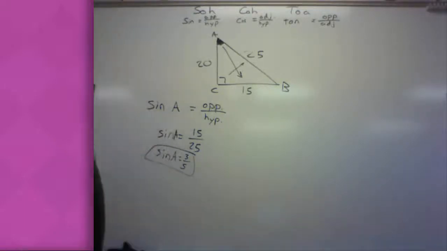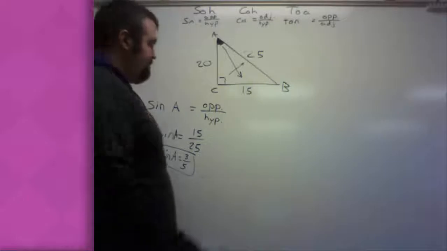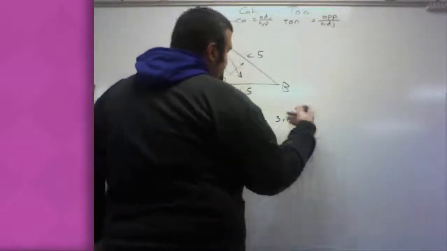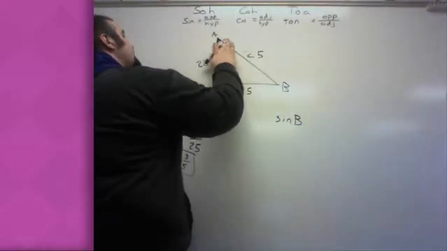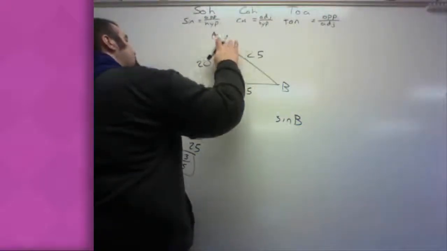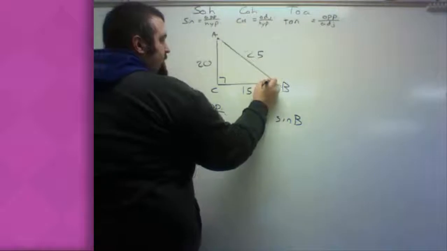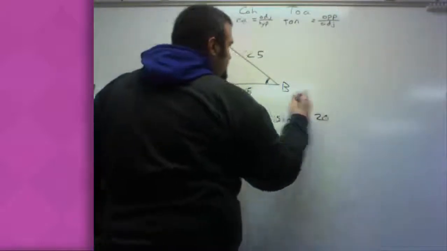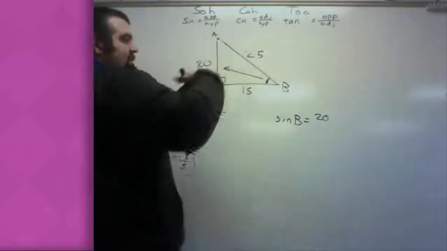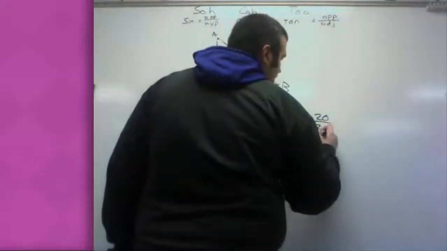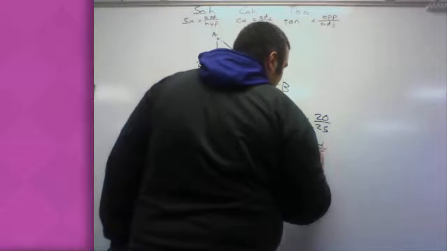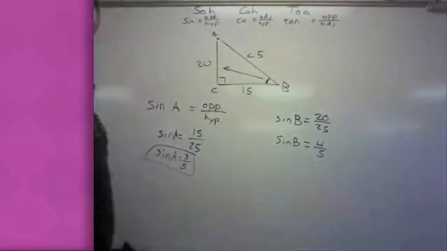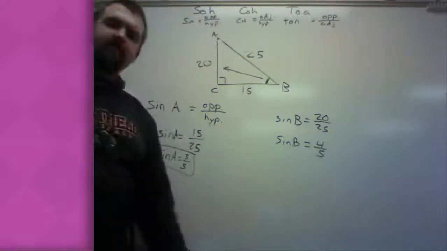And if I look real quickly at the sine of B, it's again opposite over hypotenuse. So in this case, I'm going to erase A's mark here. The opposite side across from B is 20. The hypotenuse is still 25. I reduce it, I get 4 to 5. Now this isn't as nice because these aren't reciprocals for sine.